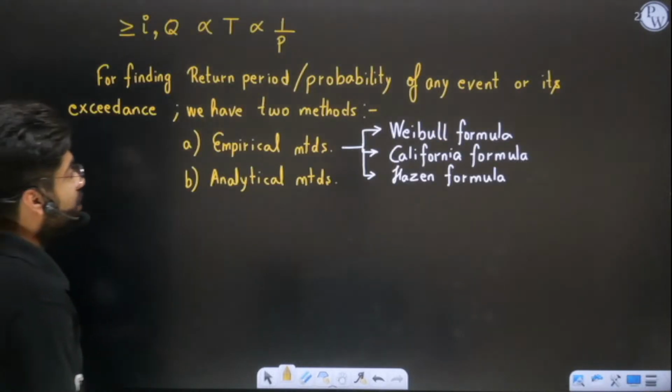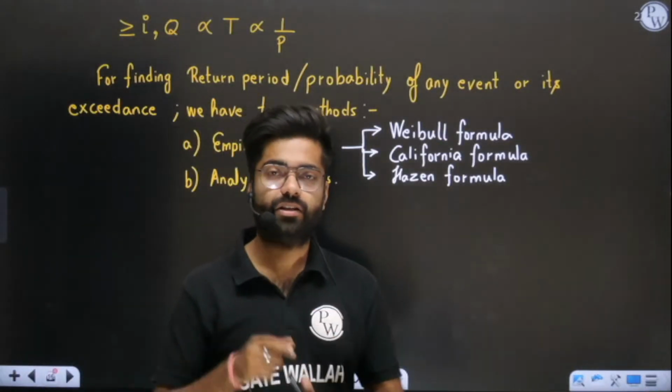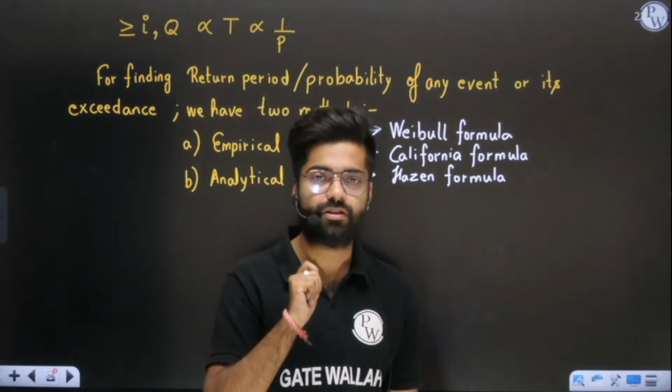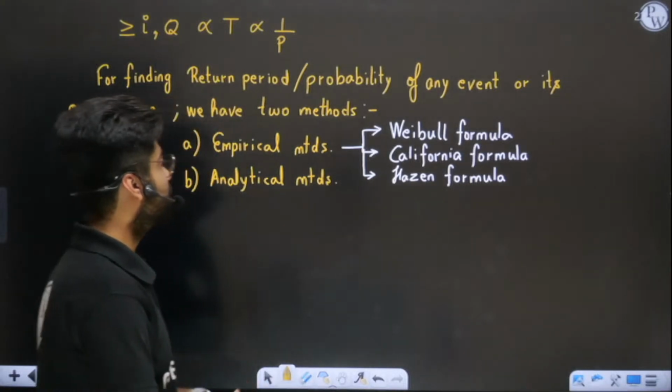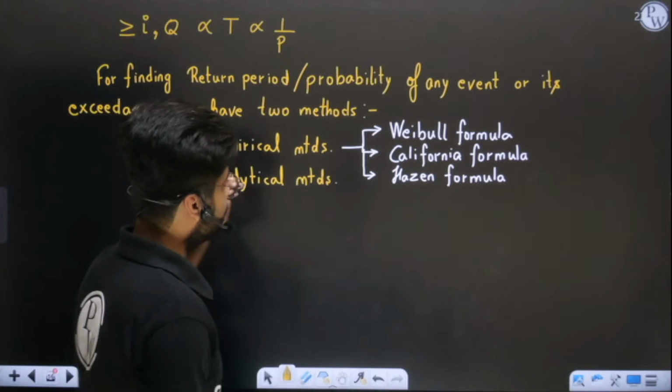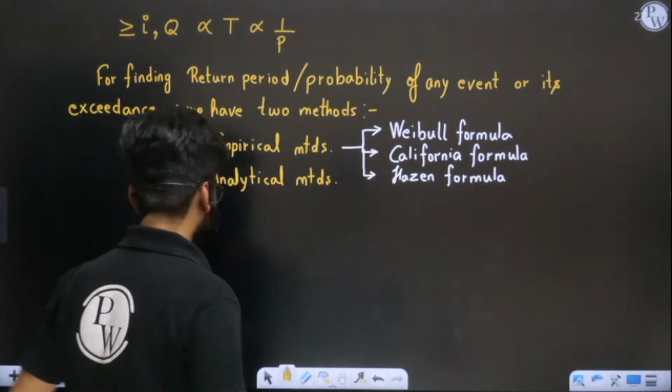After this, I told you that if you want to find return period or probability for any kind of event, how you will do that. So the solution was, we have certain empirical methods and analytical methods, but empirical methods you are interested in. You told us about Weibull formula, California formula, Hazen formula.